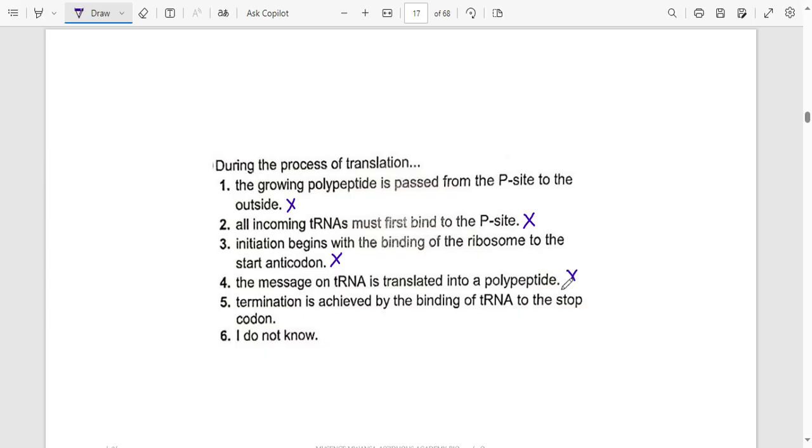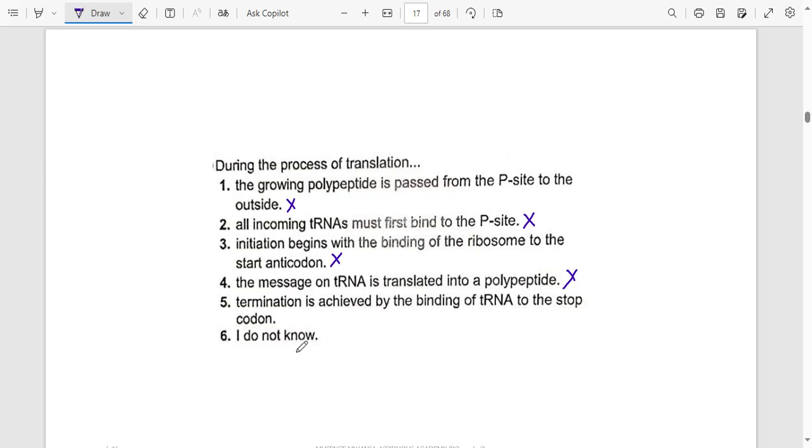No, it's not a message on tRNA. It should be the message on what? mRNA. Okay, messenger. Remember the messages are carried by the messenger. Termination is achieved by the binding of tRNA to the stop codon. Is that true?